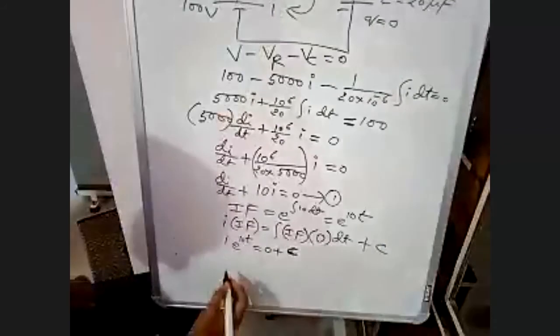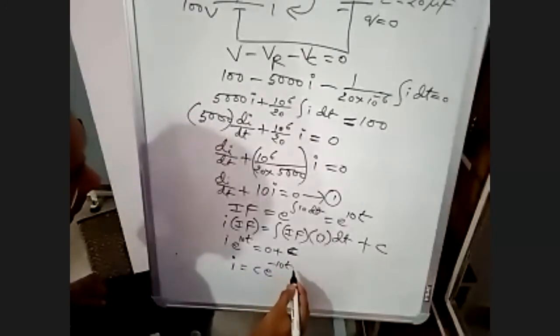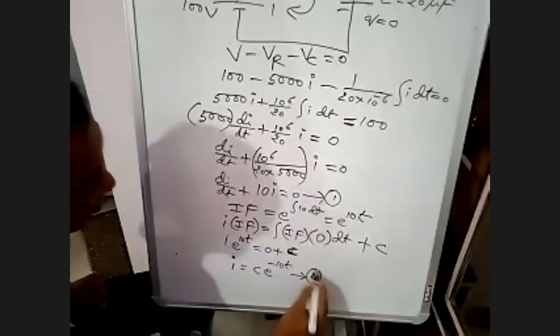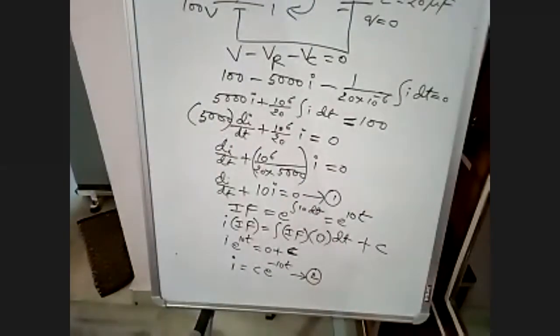Current i is equal to C into e power minus 10t. So now, for determining this constant, we'll apply the initial condition.